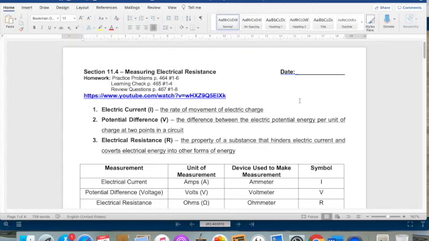Yet another lesson coming at you. This is now 11.4, measuring electrical resistance. Notice how I've crossed out this YouTube link. I tried it and it doesn't work, so we don't have a YouTube video for this section, but I'm sure that you could find some if you have a look. If you find one that you think is very helpful, then let me know and we can post it up on the thing. But I'm going to go through this.